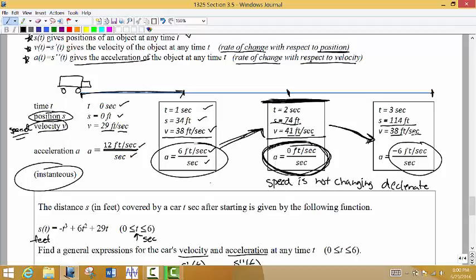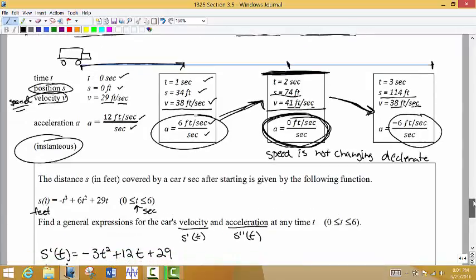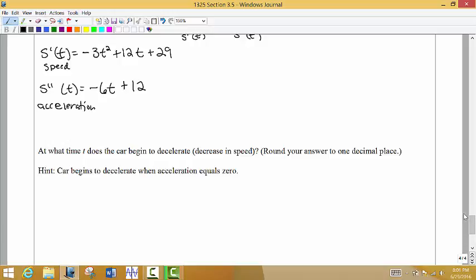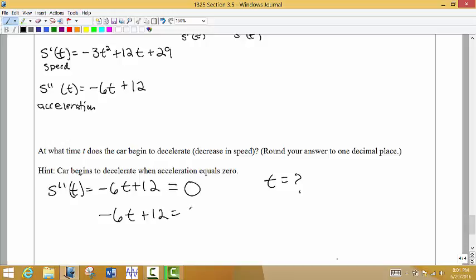Okay. So here, at what point do you start to decelerate? Well, it says you start to decelerate when your acceleration is 0. So that's our little hint. So what we're going to do is we're going to take our second derivative, the acceleration equation, and we are going to say, when does this equal 0? What we want to know is, at what time does that begin? So we're going to do negative 6t plus 12 equals 0, and then we're going to solve for t.